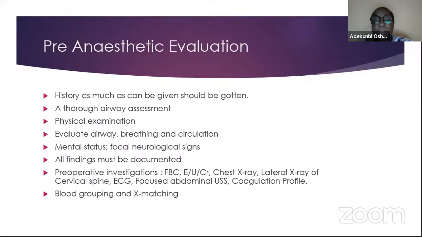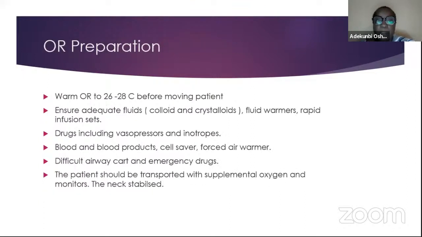Full blood count, electrolytes and creatinine, chest X-ray, lateral X-ray of the cervical spine to rule out C-spine injury. You want to do an electrocardiogram, focused abdominal ultrasound, and a coagulation profile. Of course, blood grouping and cross-matching for blood and blood products.